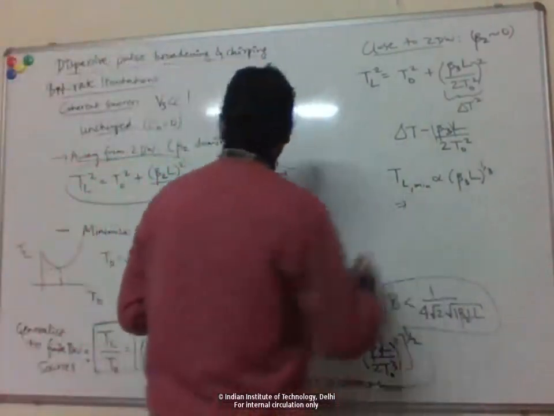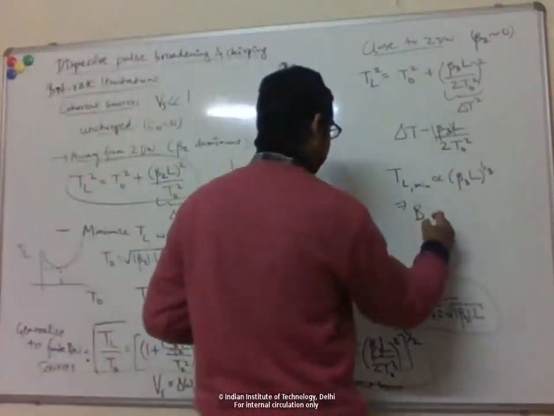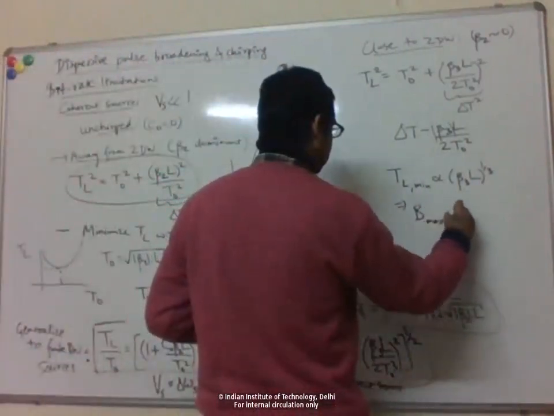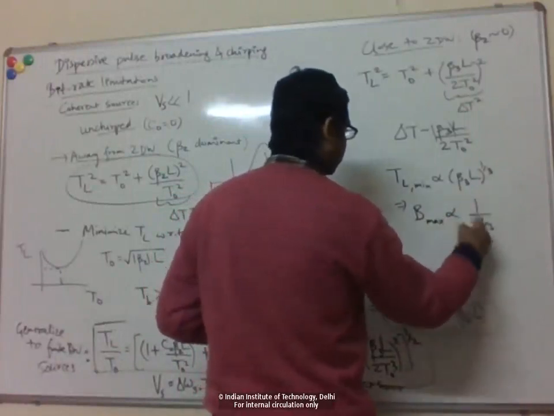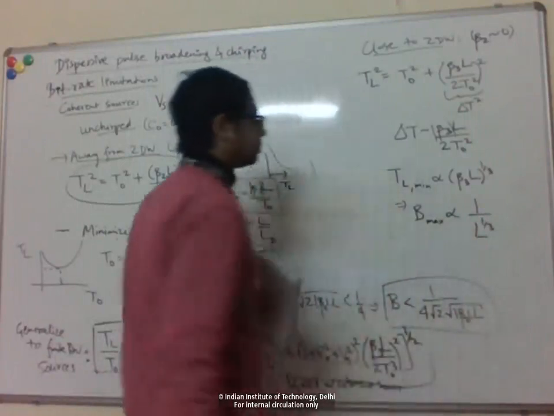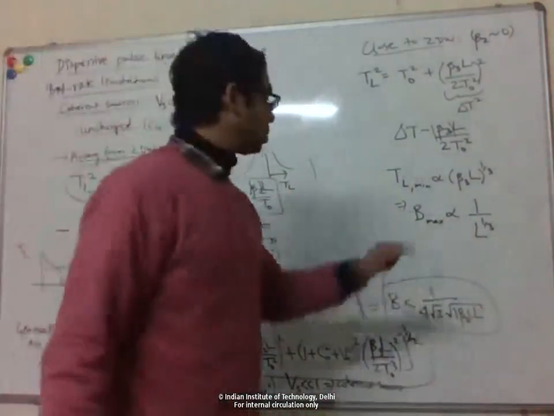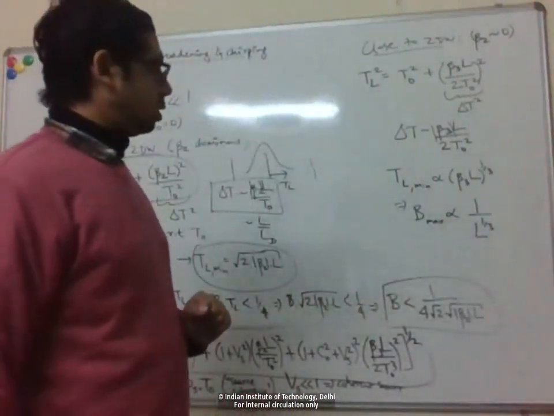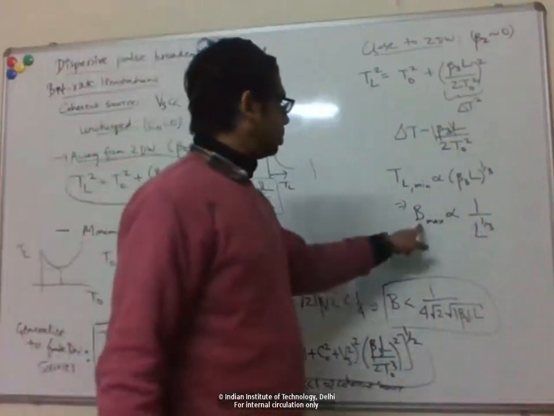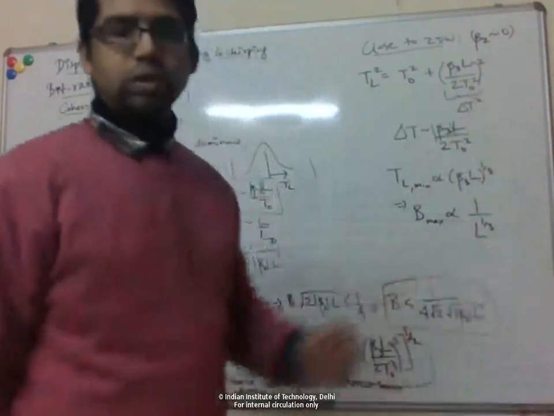Okay, and by the same argument, the maximum bit rate will scale inversely with the cube root of length, not square root of length, right? So you can see this is even better. So here I can increase the length even more without compromising too much on the data rate.